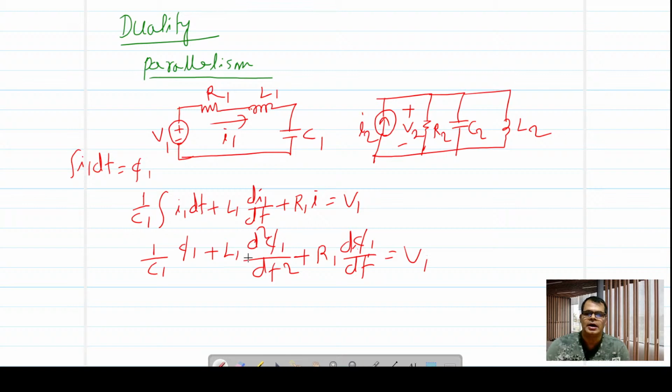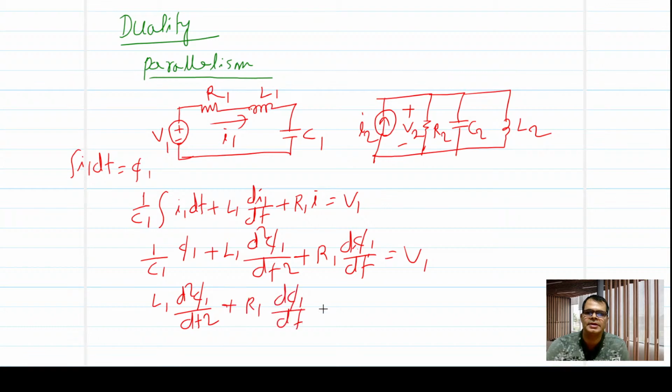I want to rearrange it. So L1 d²q1/dt² + R1 dq1/dt + q1/C1 = V1. Let's say this is equation 1, the governing equation of this series circuit. Now I'll write the equation for the other circuit.